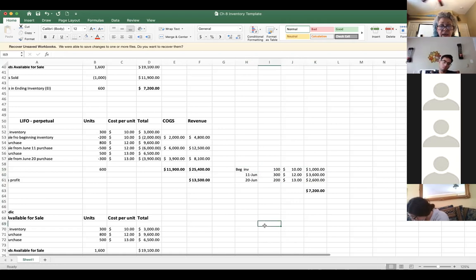I audited a company that used LIFO, and they had in their ending inventory layers that were 20 years old, 15 years old, because they never liquidated their older prices.